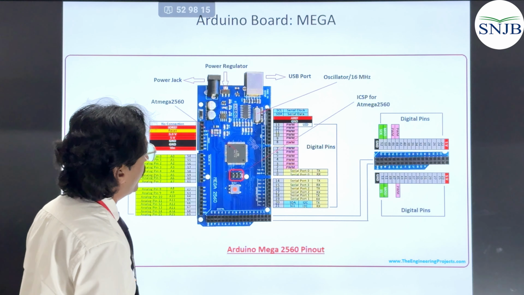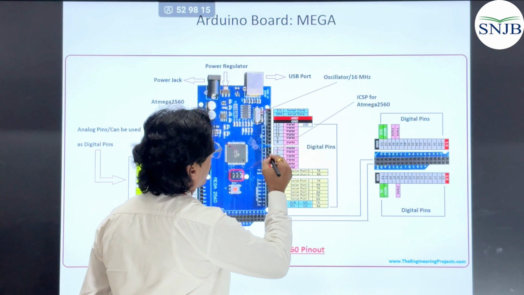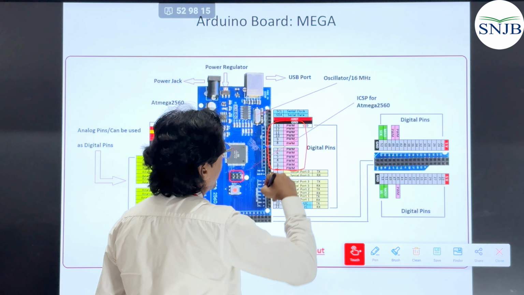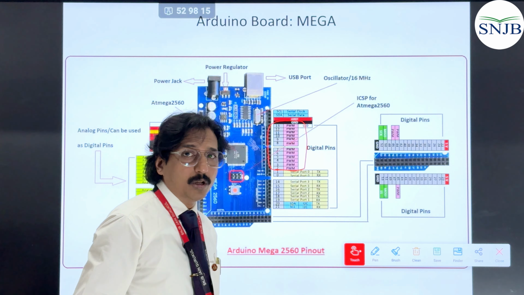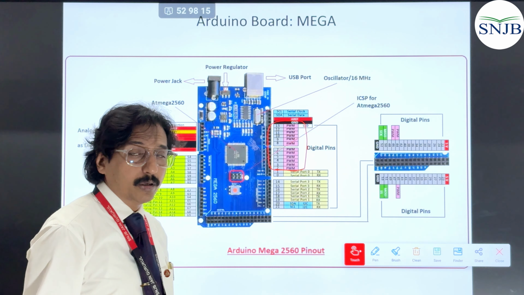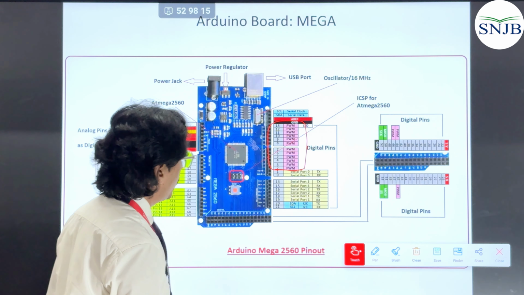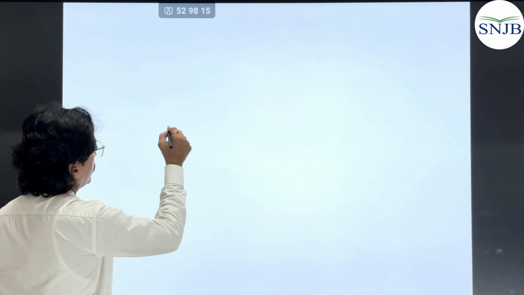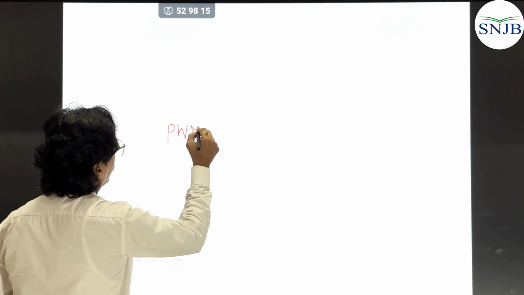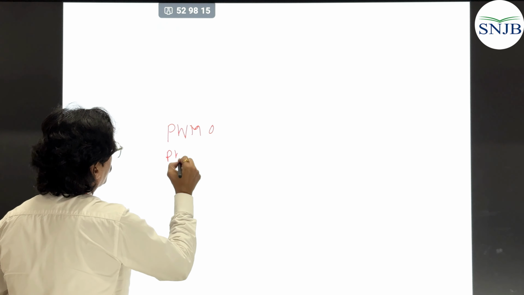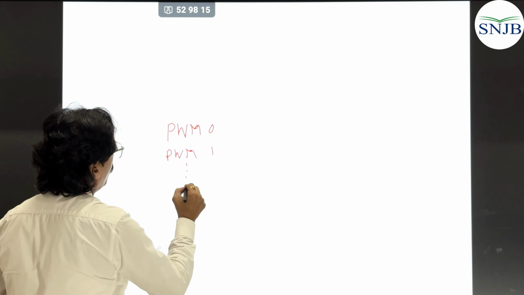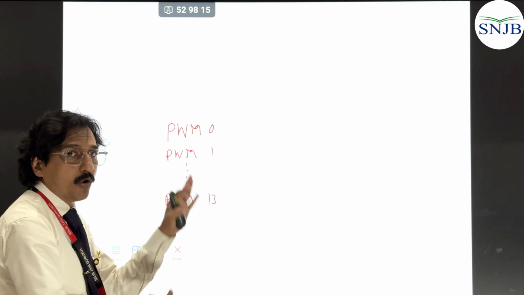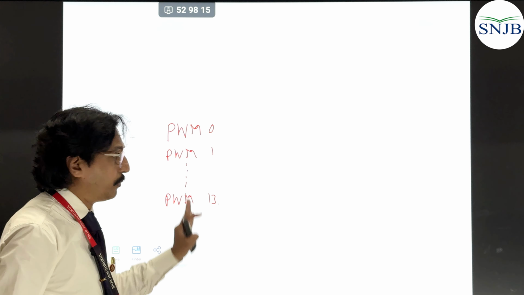Then PWM is over here, pulse width modulation. Here you can see that there is a variety of PWM pins. 14 PWM pins have been given, PWM 0 to PWM 13. Now what is their function? Suppose pulse width modulation 0, pulse width modulation 1, up to pulse width modulation 13. So these are the 14 pulse width modulation pins.